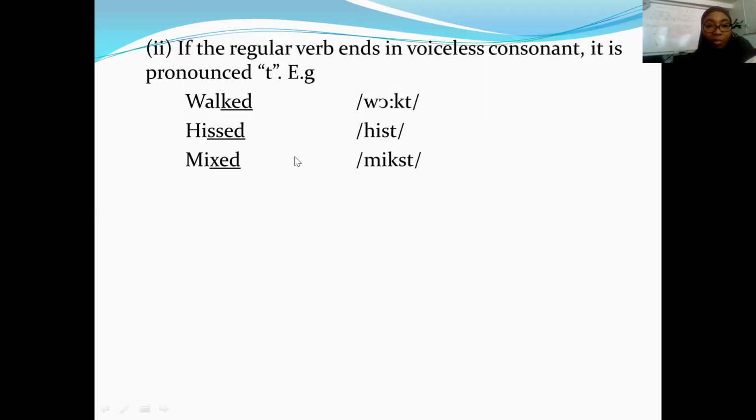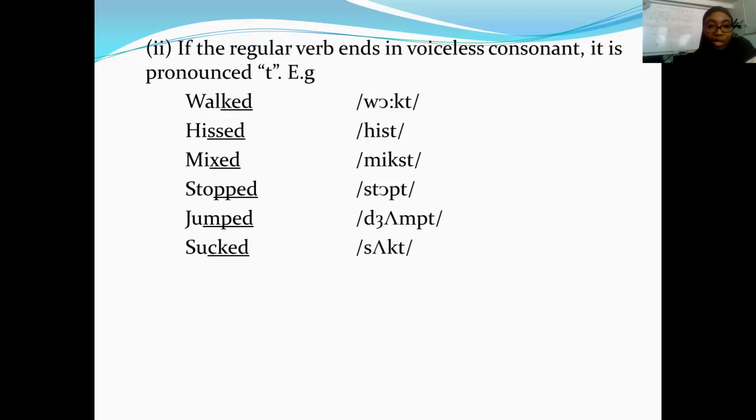Also, you have the word mixed, stopped, jumped, sacked, and tasked.